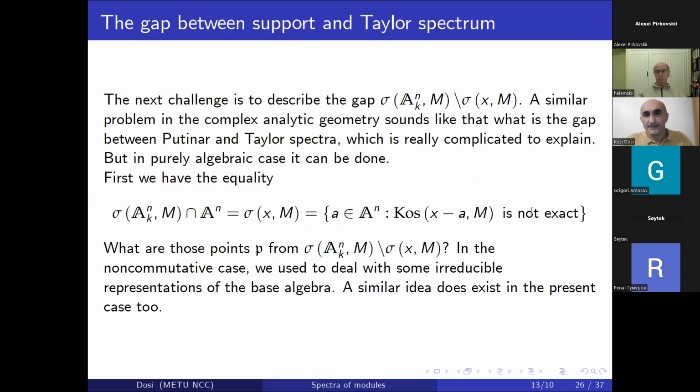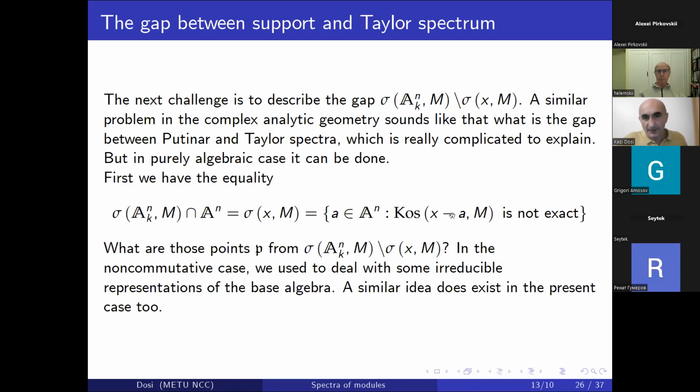Okay. So second task also done. We understood the link to operator theory. The next one is to understand the gap between spectrum, in the sense of Putinar spectrum and Taylor spectrum, right? What stands behind the Taylor spectrum inside of support? So, from complex analytic geometry, we used to ask, what's the gap between Putinar and Taylor spectra? It's not so easy a task to understand. But in the purely algebraic case, it can be done.